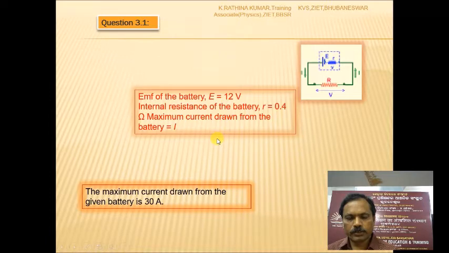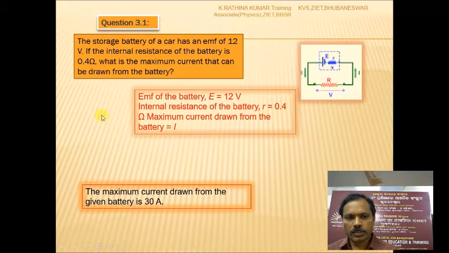The first question is that the storage battery of a car has an EMF of 12 volt. If the internal resistance of the battery is 0.4 ohm, what is the maximum current that can be drawn from the battery? So this is the diagram of the particular problem. First of all, you should make out the circuit diagram. If it is possible, you can draw it by yourself. So this is the external resistance, and the smaller one is the internal resistance.